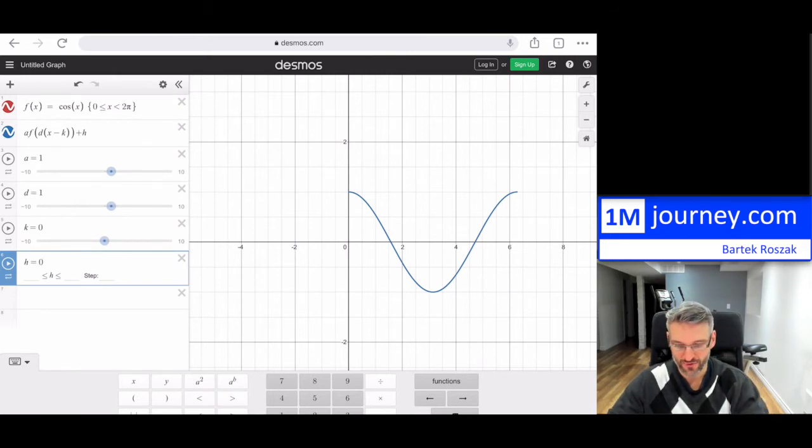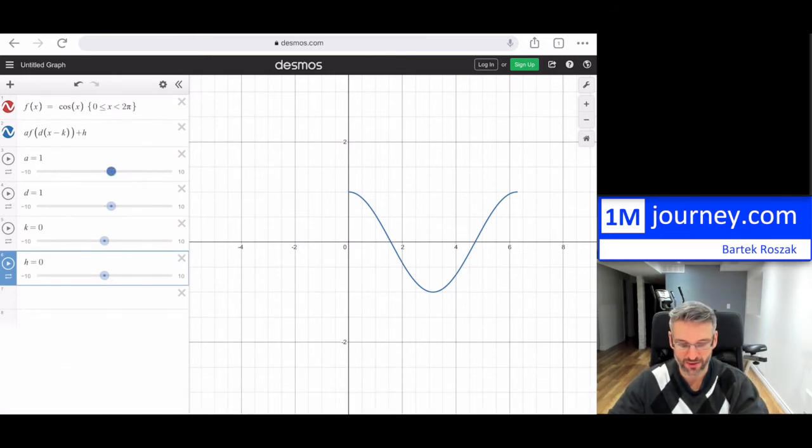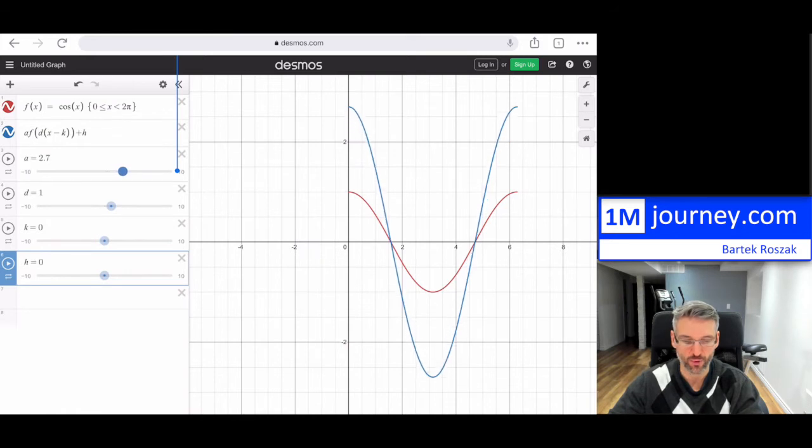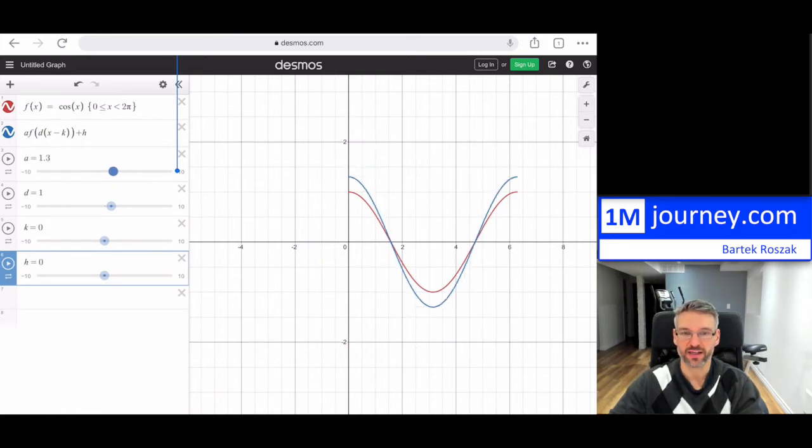And again, if I play around with A, if I make it greater than 1, notice that it stretches it out. And if I make it less than 1, it just starts to compress it. If I make it negative, it starts to reflect it in the x. So that's exactly what will happen to this.